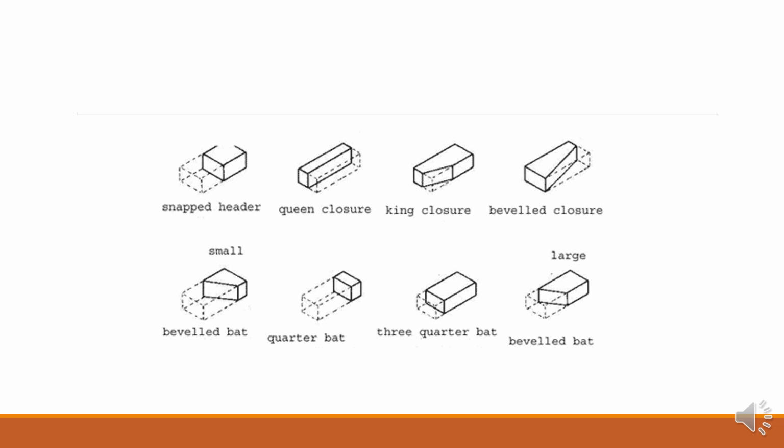So these are some of the classes. Some of the elements available are snap header, queen closer, king closer, bevel bat, quarter bat, three-quarter bat, and bevel bat. So these are the various forms of brick portions. These types of brick are used in construction. Based on the requirement and need, we have to use these kinds of bricks.